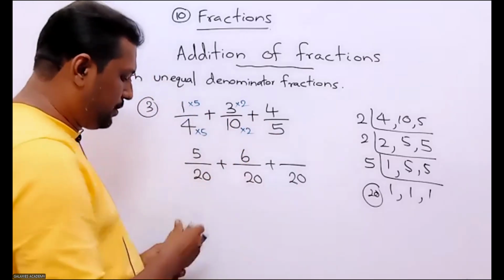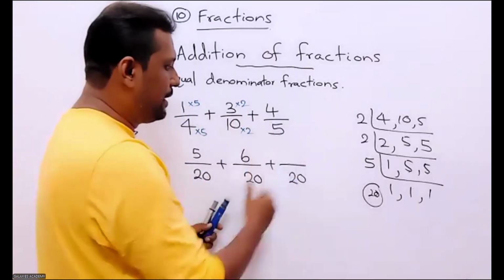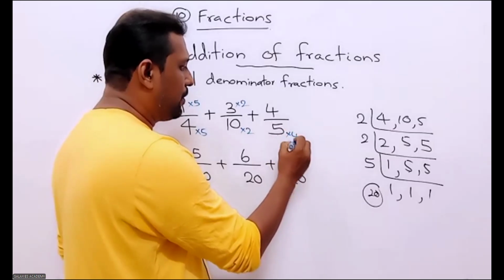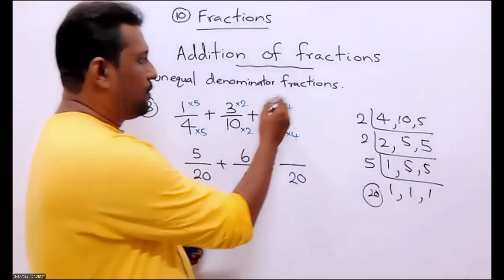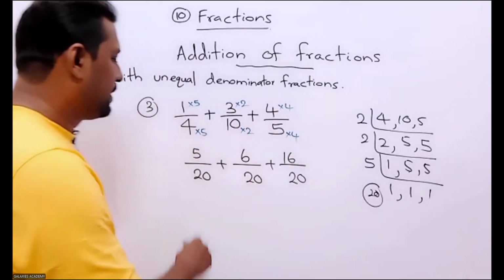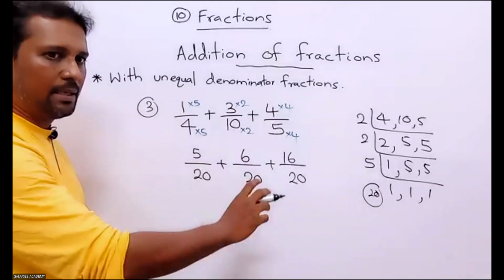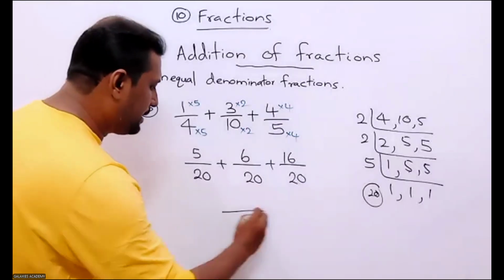5 convert into 20. To convert 5 into 20, you have to multiply by 4. So this value you have to multiply by 4. 4 times 4, 16. Now all denominators are 20. So the answer denominator is 20.